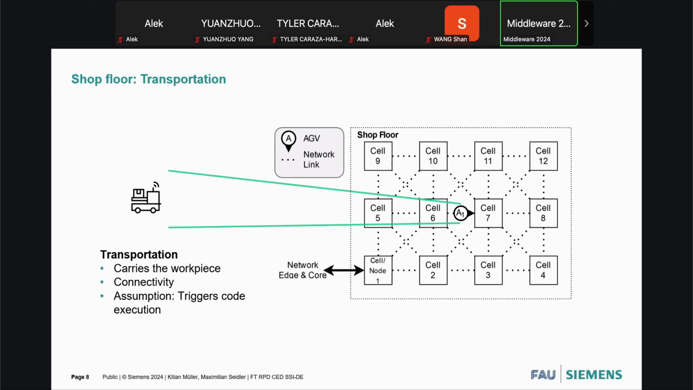So speaking about the AGV, what is it? It's an autonomous guided vehicle, and these are driving around in the factory floor and transporting goods, especially the workpiece that should be assembled. It provides connectivity, as said, and we want to talk to it, so it obviously has to provide some connectivity. And for this case, we assume that it will also trigger the workflow on the cell itself.